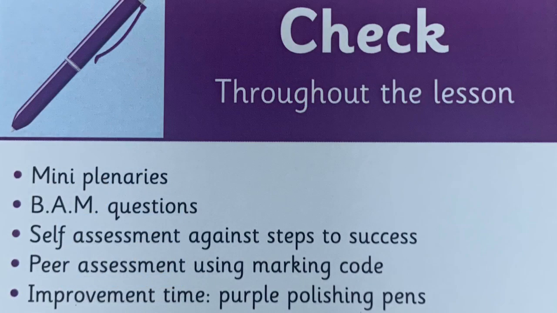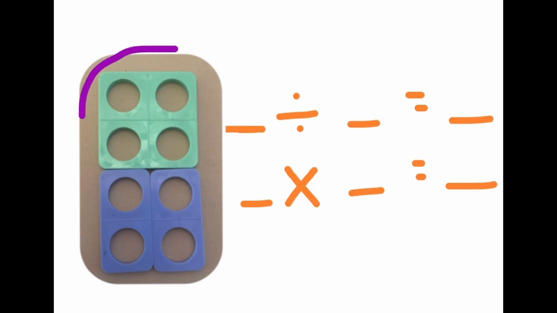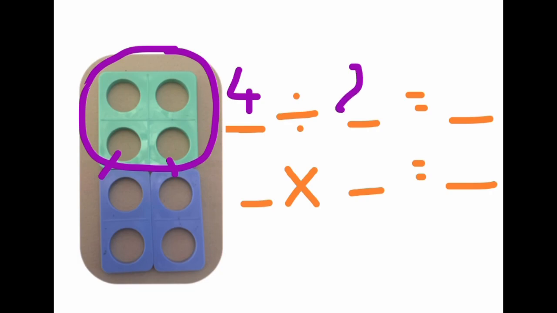Time for a check. Let's have a look. Well, as we said, the whole number, the number we started with, was 4. We had the Numicon piece 4 at the top. So we started our division sentence with the number 4. It's been divided, shared into 2 equal groups. So we've got 4 divided by 2. There are 2 in each group. So we've got 4 divided by 2 equals 2.